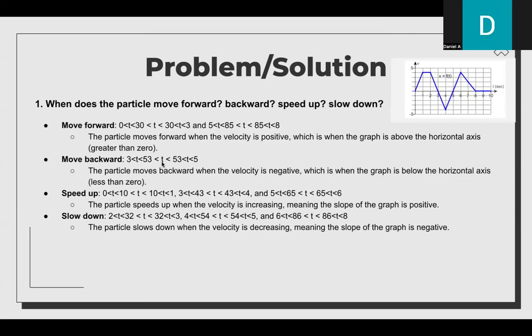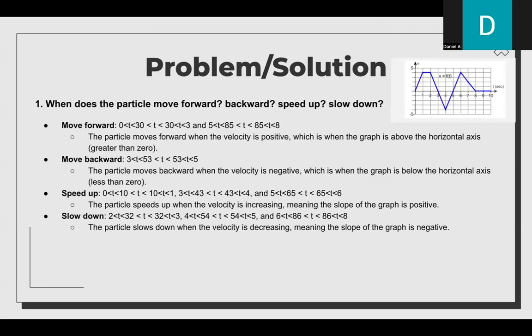Now we move backwards: 3 < t < 5. The particle moves backwards when the velocity is negative, which is when the graph is below the horizontal axis. So it is less than 0. It speeds up at 0 < t < 1, 3 < t < 4, and 5 < t < 6. The particle speeds up when the velocity is increasing, meaning the slope of the graph is positive.